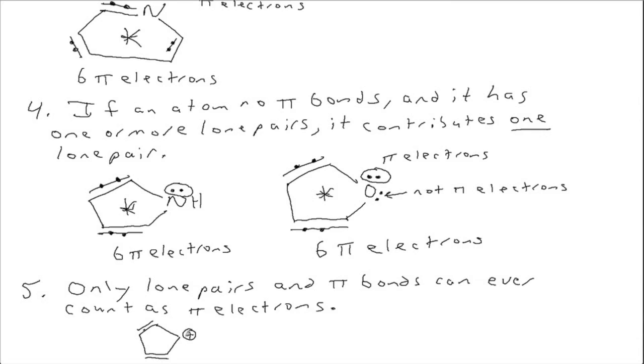So, how many pi electrons are there in this molecule? Well, there's 2 in this bond, 2 in this pi bond. How many pi electrons is this carbon contributing? None. Very good. That's right. Because we know it doesn't have any pi bonds, and from our earlier work, we know it has no lone pairs. This is why it was important earlier to learn that carbocations have no lone pairs. So therefore, as a result, this is going to have 4 pi electrons. Okay, so those are our 5 rules.